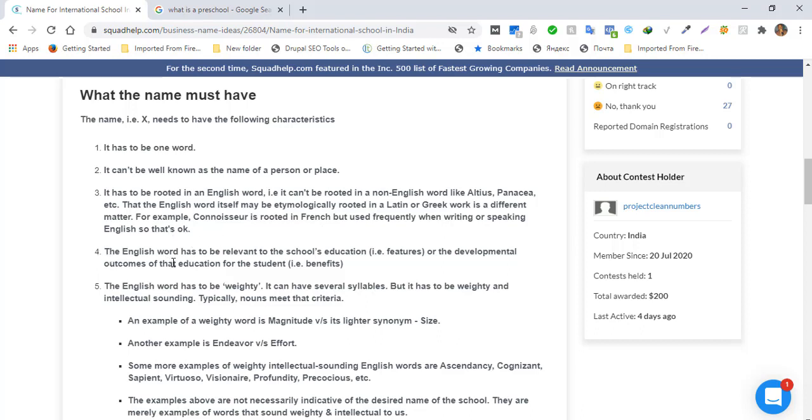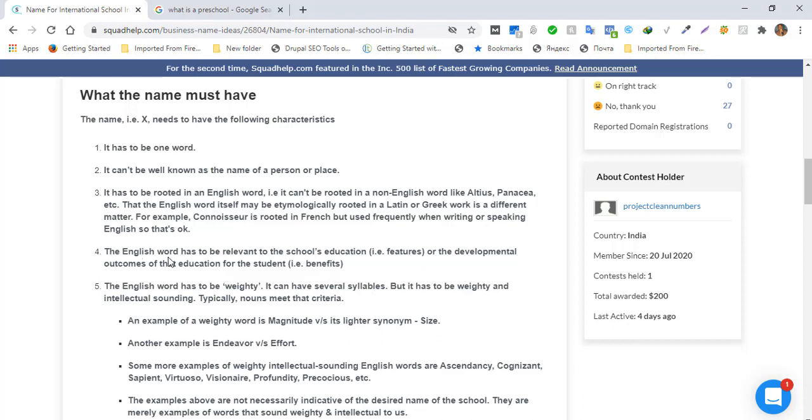So the English word has to be relevant to the school education. You see, all these things I'm doing now, they are very, very important. You take your time, you get a book and you are jotting them down. If you cannot print it out, you just jot out all these points. They must have and they must not have. So we now have relevant to the school education, that's features or the developmental outcomes of that institution, of that education for the student. That's the benefit.